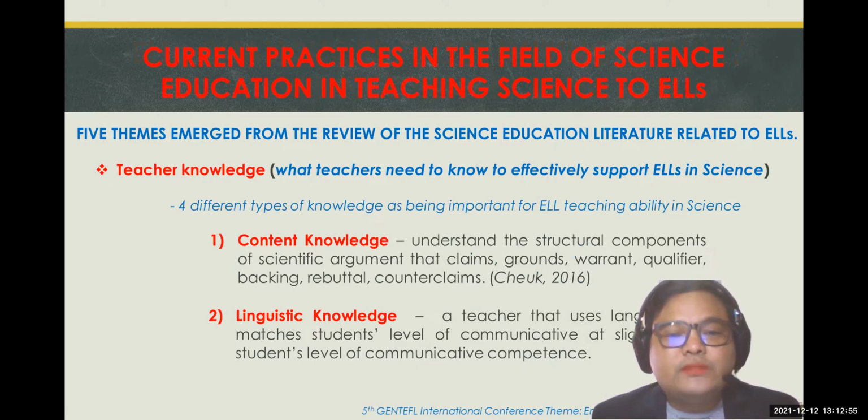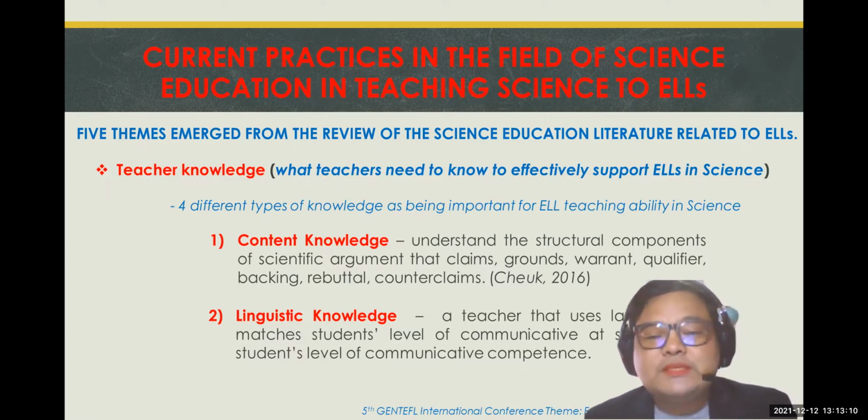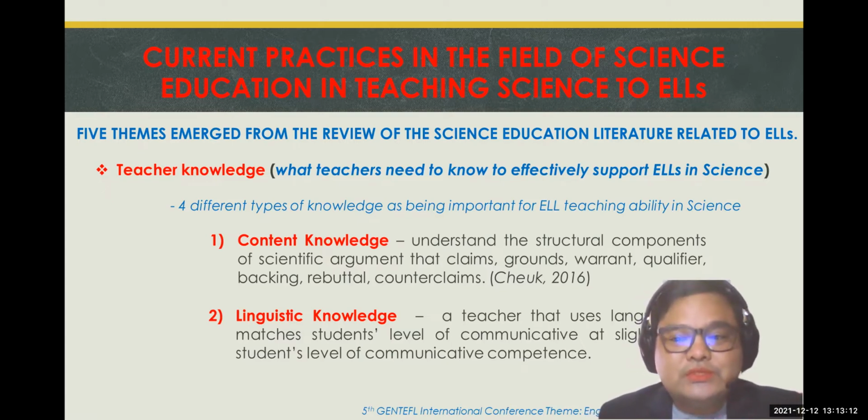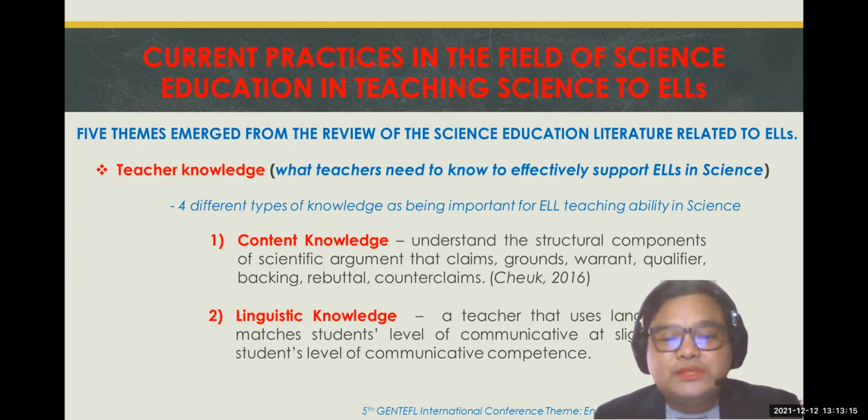Next is what are the current practices in the field of science education when it comes to teaching science to ELL? Five themes emerged from the review of the science education literature related to ELL. The first is teacher knowledge. This is talking about what teachers need to know to effectively support ELL in science. There are four different types of knowledge that are important for ELL teachers.